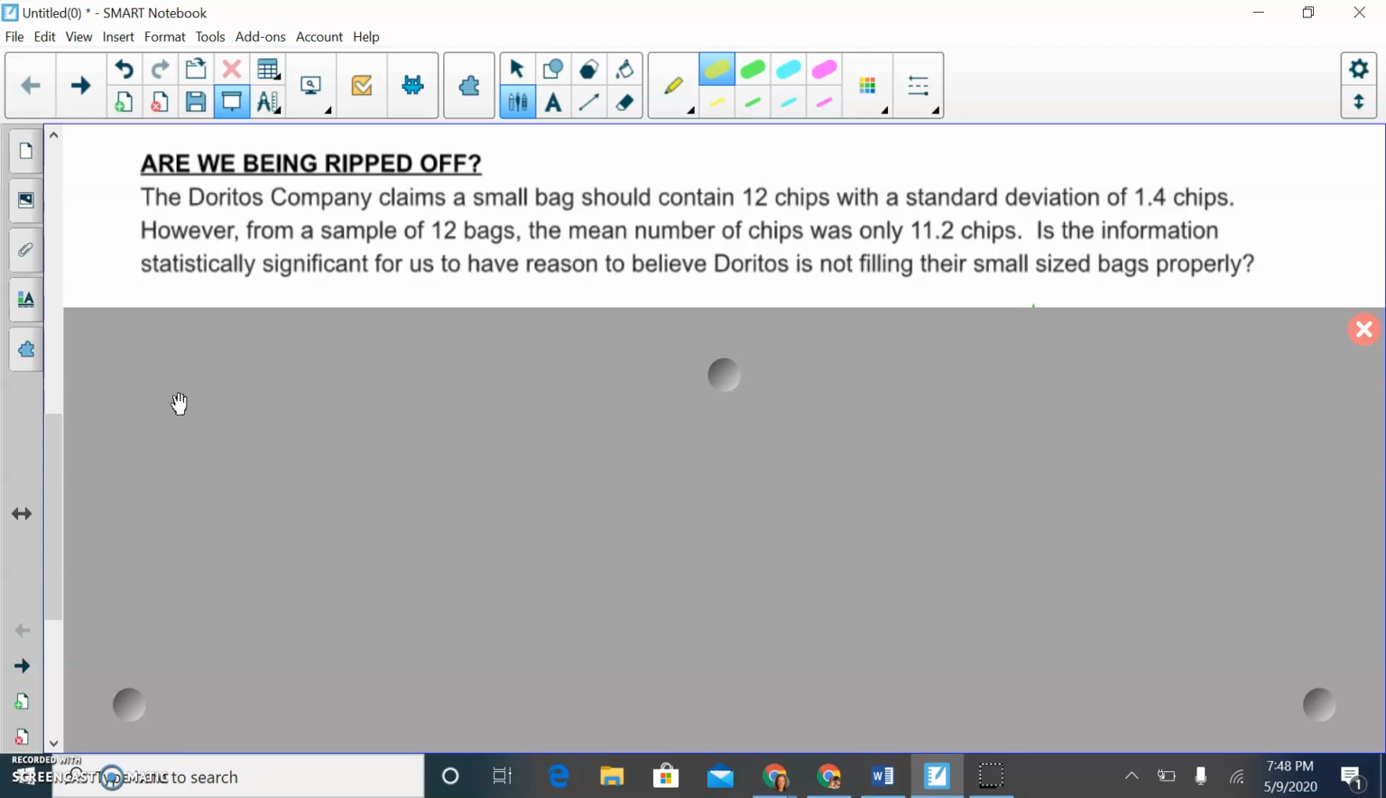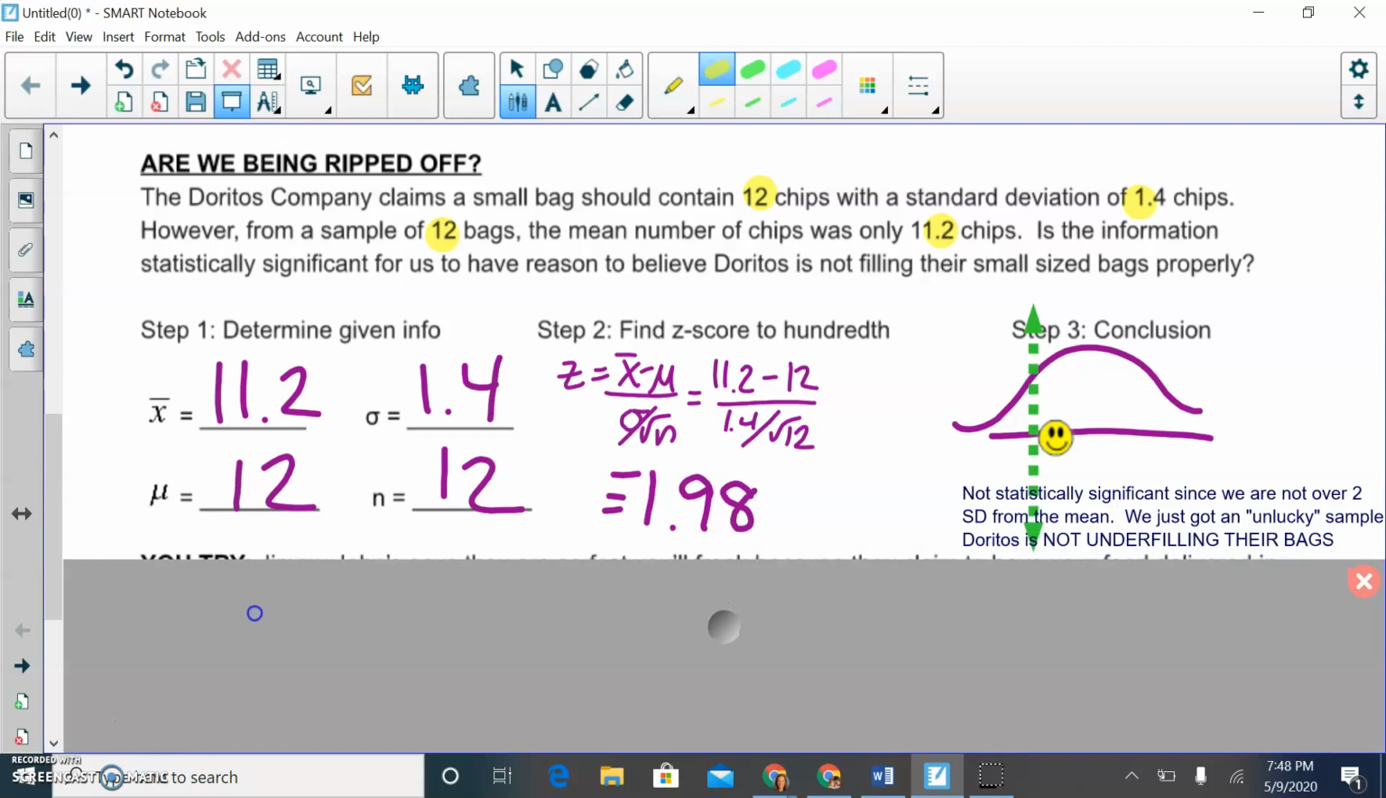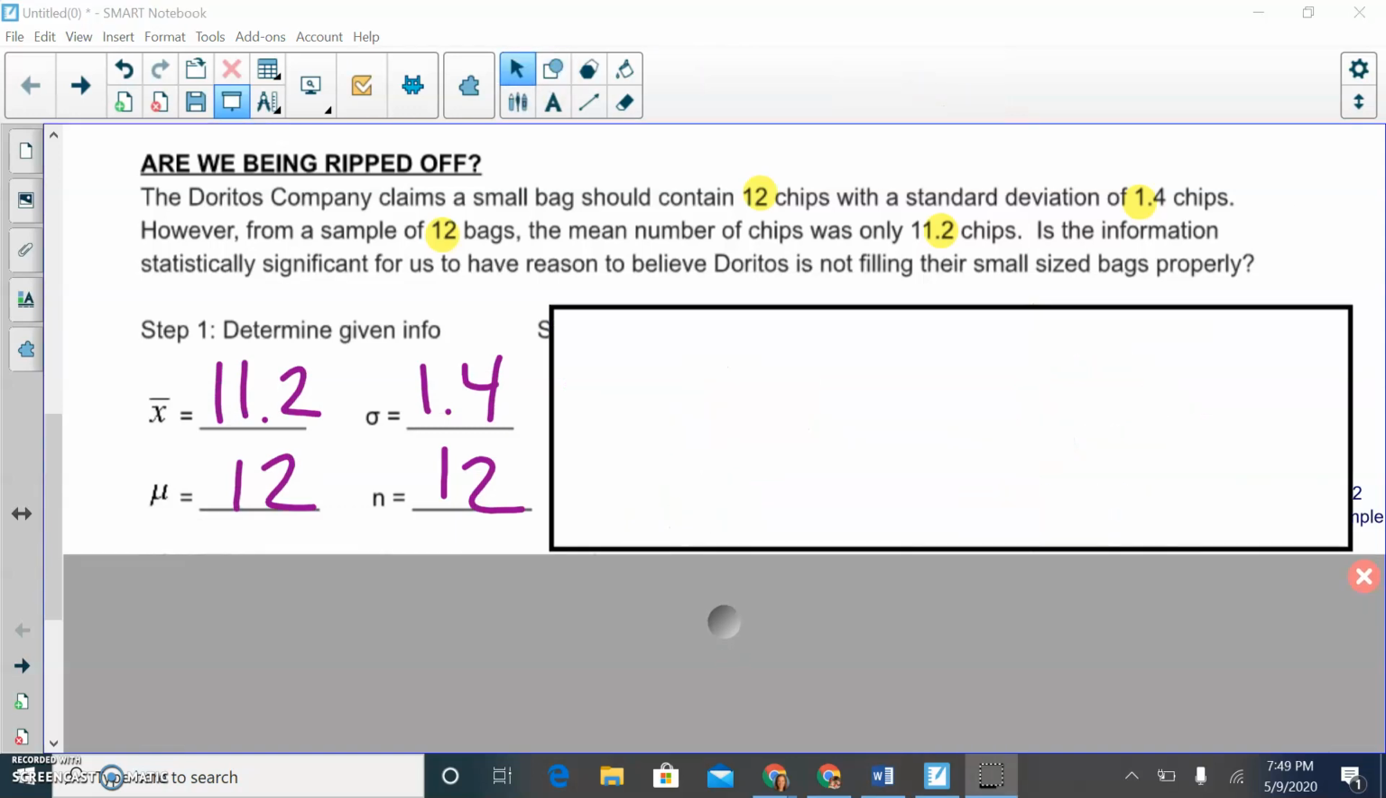So we're going to find the z-score. And now we're looking at a group of 12 bags with a mean of 11.2 and seeing how that compares to what we would expect of 12 given the standard deviation of the overall group. So we're going to go ahead and write down our givens. This is a lot of information to look at in the beginning, so let's make sure we can get our different pieces of information.